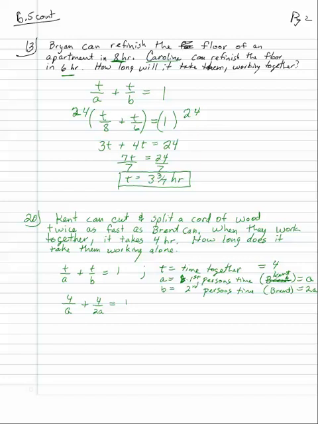Now I'm going to solve it for A. So I'm going to multiply everything by 2A, the LCD. So I get 8 plus 4 equals 2A. So A is 6. So since A is 6, then it takes Brent 6 hours. Wait, A is Kent, sorry. So it takes Kent 6 hours, and Brent is twice A, 12 hours working alone.